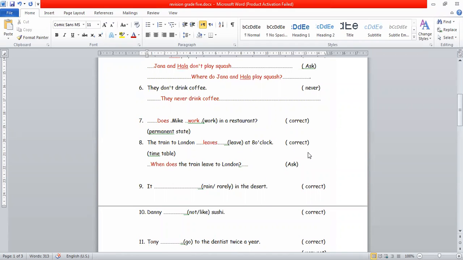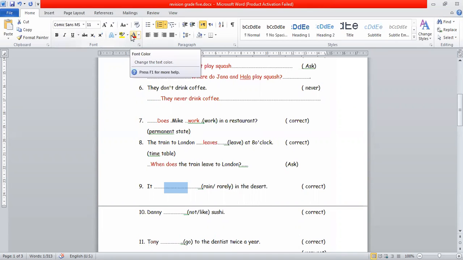Because we are running out of time, can we just finish number 9? Yalla. It rarely rains in the desert. Why does it rain? Yes, because it loves us.